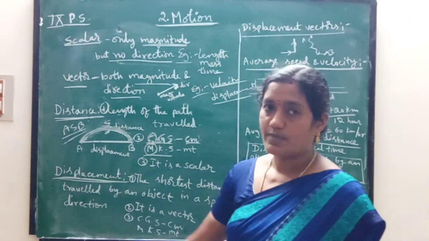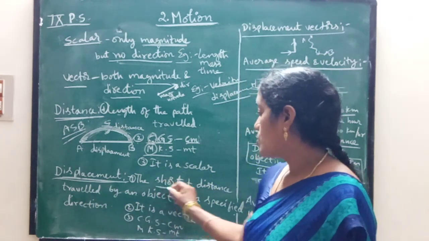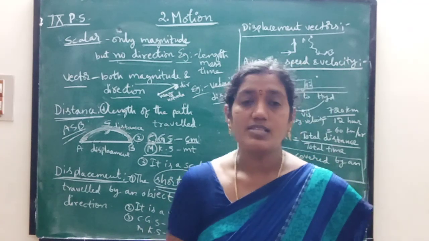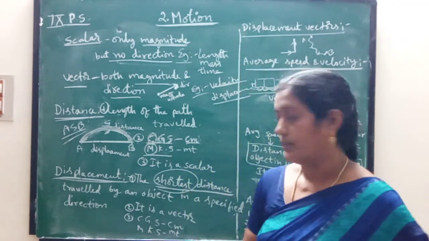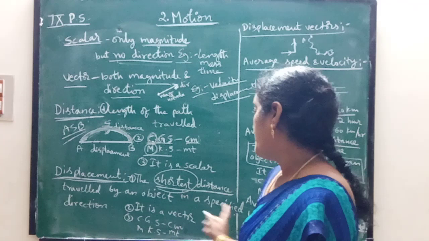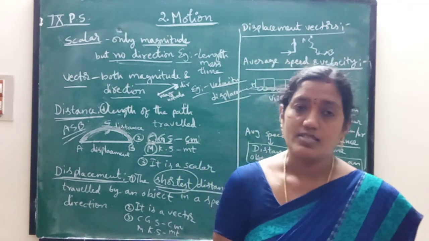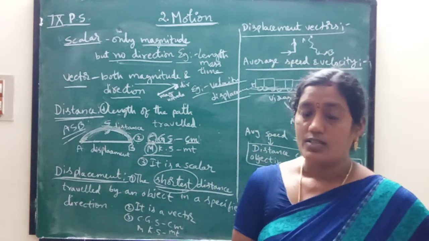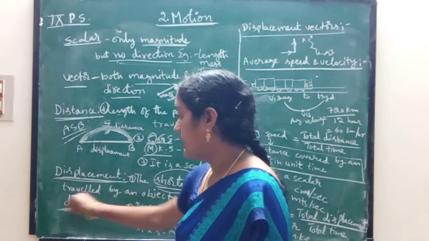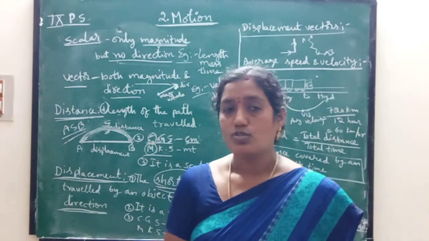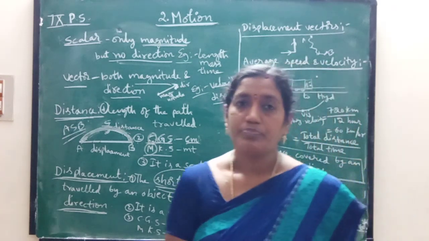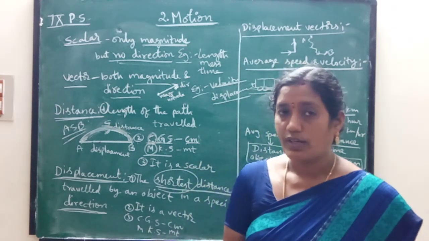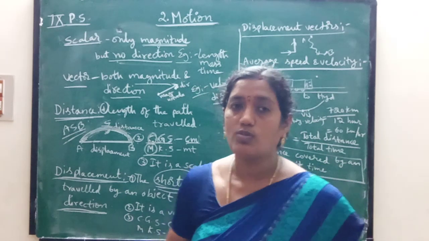Now I am going to displacement. So displacement is the shortest distance. Shortest, it is a very important word, children. Shortest distance travelled by an object in a specified direction. The shortest distance covered by an object in a specific direction is called a displacement. So in a specific direction, in the definition itself direction is there. So by seeing this we can say that displacement is a vector quantity. Children, displacement is a vector quantity. Why? Because the definition itself includes direction.